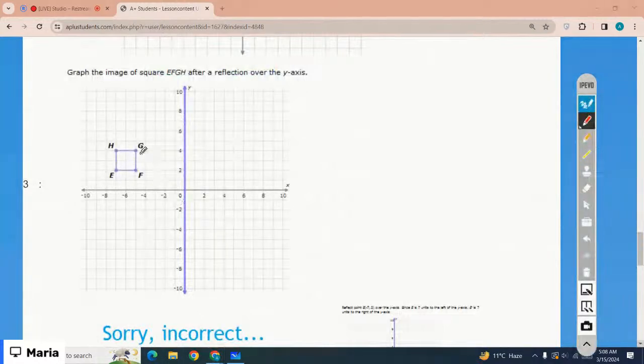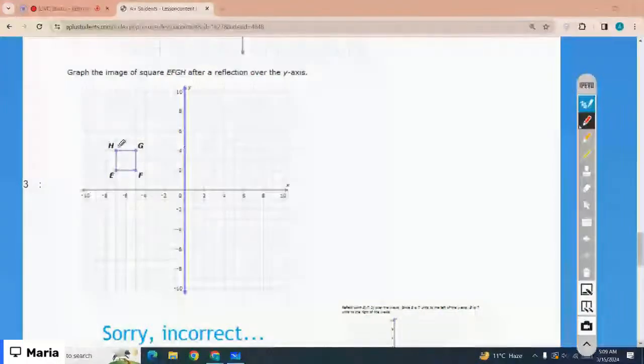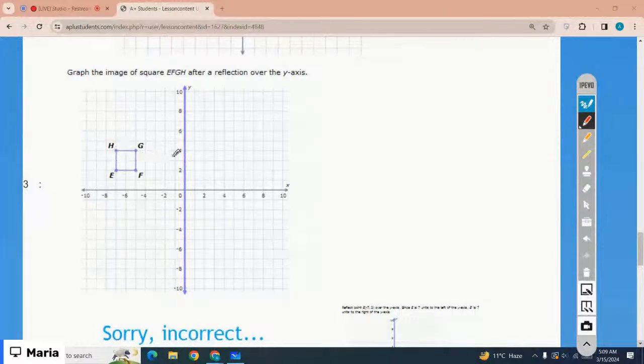So start with G. G is 4 points from the y-axis, and you have to reflect it, right? So see how far they are from the y-axis, because now you have to move. H is 7 points, 8 points away from the y-axis, right? So move left 8 points. No, 7.